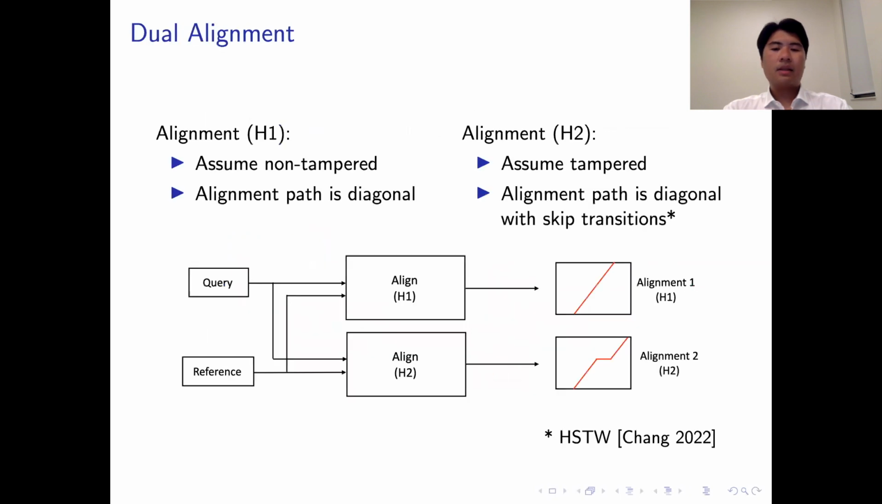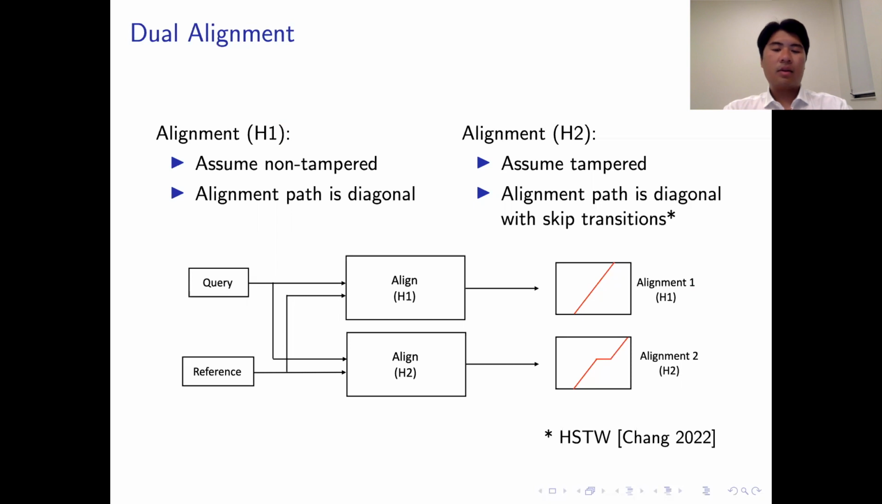The second step is to compute two different alignments that correspond to two different hypotheses. The first alignment corresponds to the hypothesis that the query is not tampered. In this case, the alignment path will be a diagonal line, and the only unknown is the offset at which the query occurs in the reference. We estimate the alignment path by computing a pairwise cost matrix between the query and the reference using standard MFCC features and a Euclidean distance cost metric, and identifying the diagonal alignment path with the minimum total path cost.